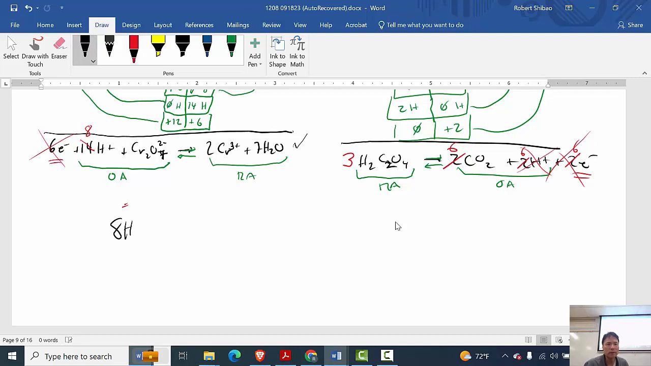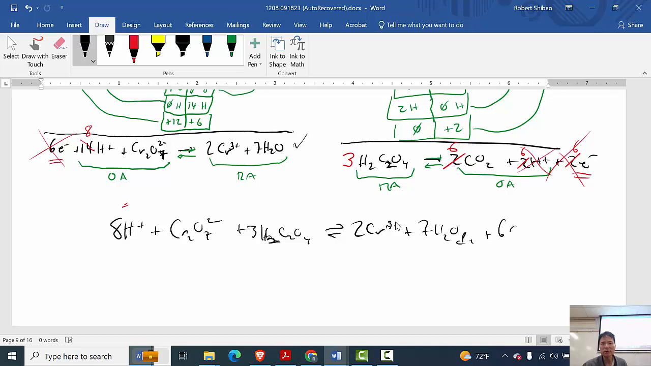And so I'll have 8 H+ plus dichromate plus 3 oxalic acids. This is going to yield 2 chromium 3+ plus 7 H2O liquid plus 6 CO2, and that looks to be it.